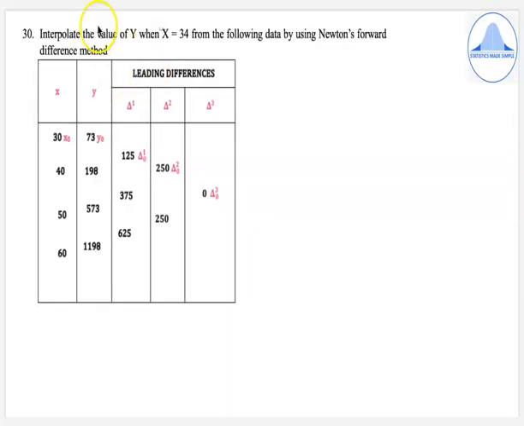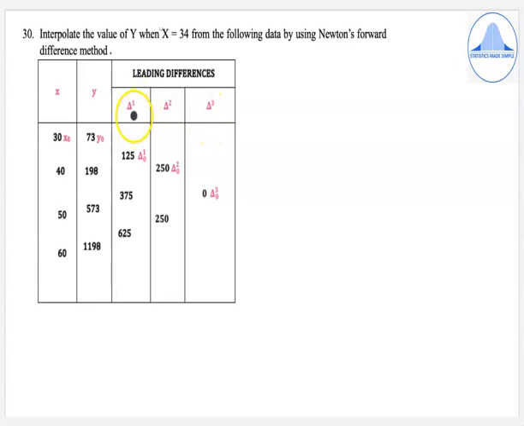Thirtieth question, interpolate the value of y when x is equal to 34 from the following data by using Newton's forward difference method. So the first two columns are given. The x values are 30, 40, 50 and 60. The y values are 73, 198, 573, 1198. Now the first step is to mark 30 as x0 and 73 as y0. Then we need to form the leading differences column. So first we have delta to the power 1, then delta to the power 2 and delta cube.